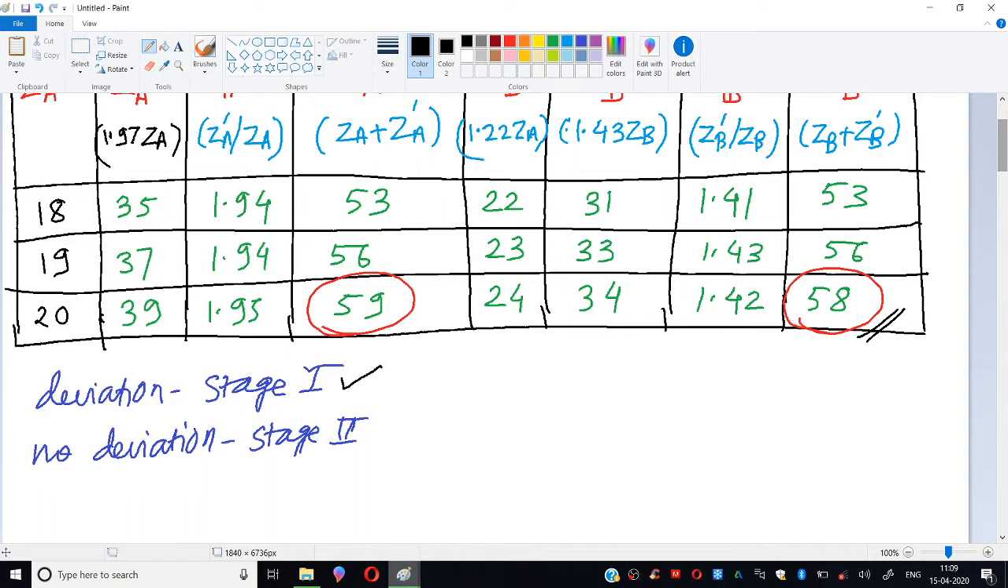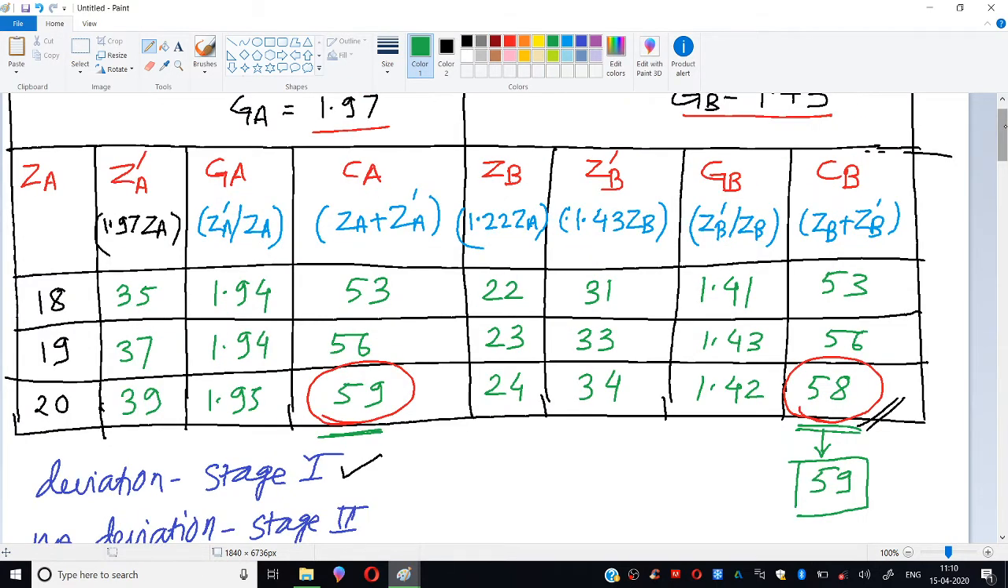Now if we check it, here we have a value of 59 and here we have 58. So in this we are going to make it 59. We have already done this. So here we are going to get the 59 value. As we get the 59 over here, there will be changes in the next table, that is GB and ZB dash also.